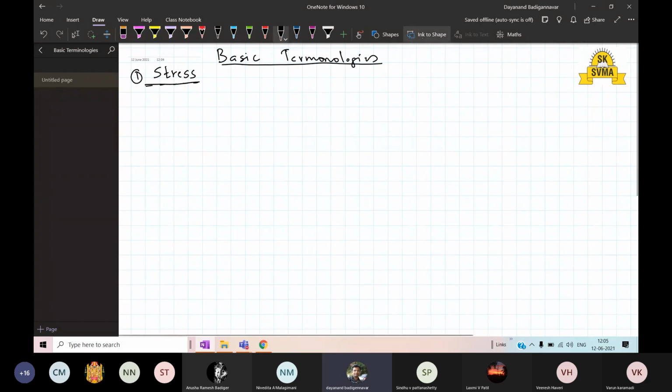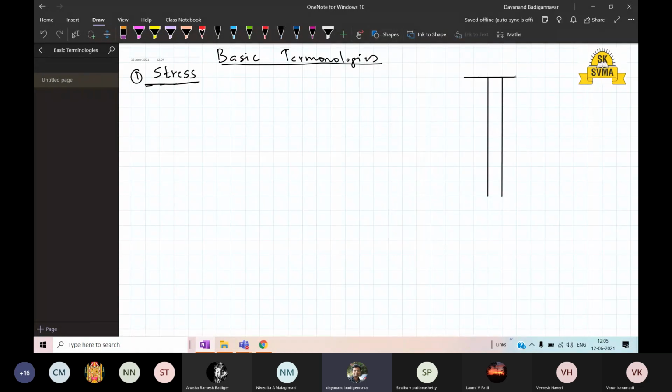Now here I have a material which is in the form of a wire. I will take this as a material like this. I have a wire which is in the form of a circular wire, whose one end is fixed. Now I am applying a force. This is the direction of the force.